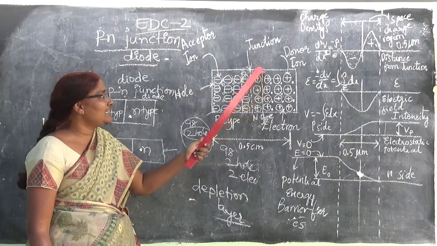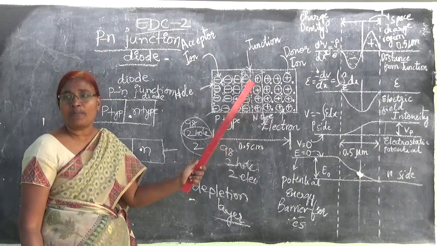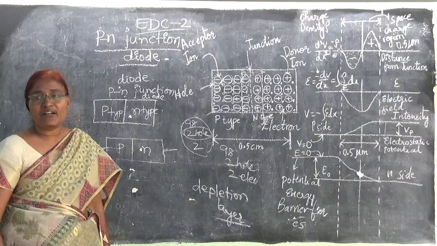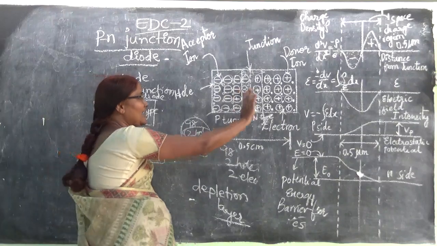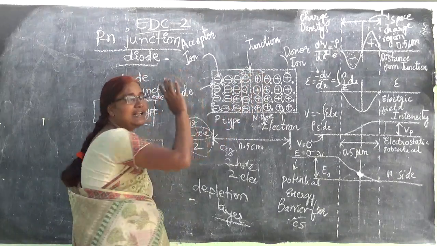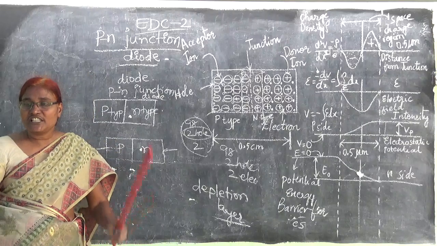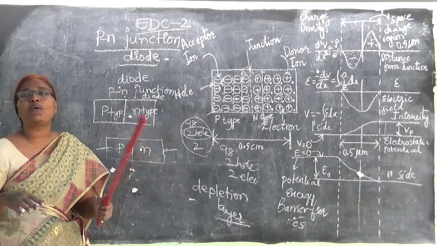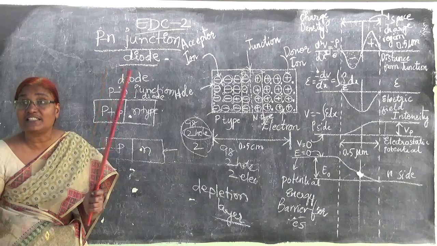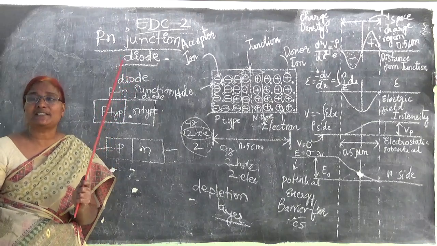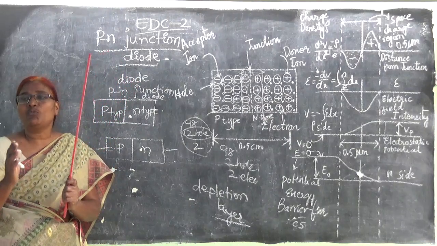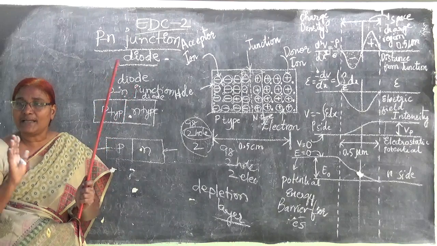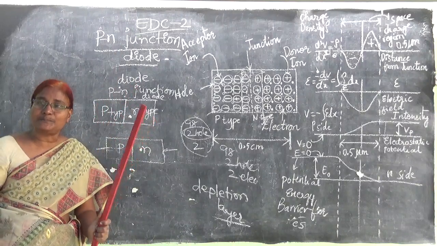When the depletion layer is formed, we are left with positive ions and negative ions, which is the region depleted of mobile charge carriers, not of all charge carriers. Mobile charge carriers, the movable charge carriers, will not be there, but immobile charge carriers will be there.